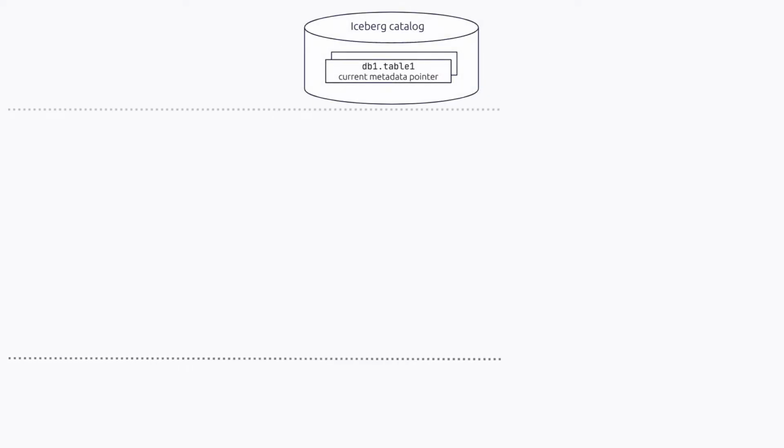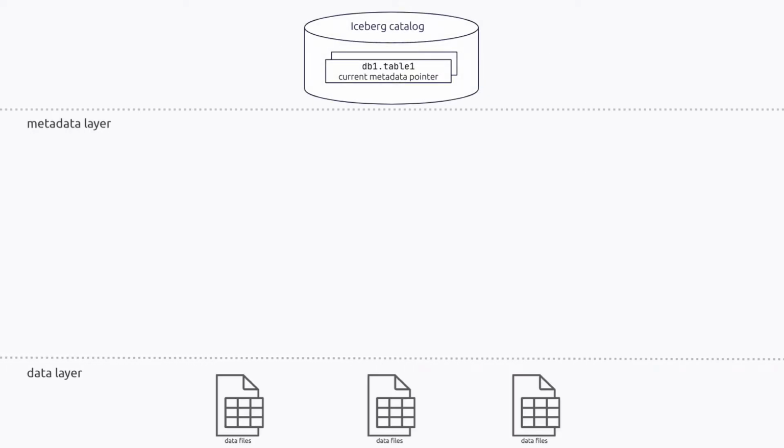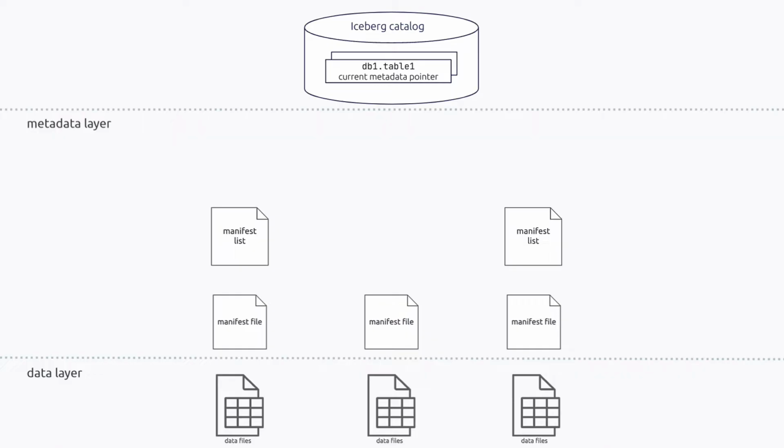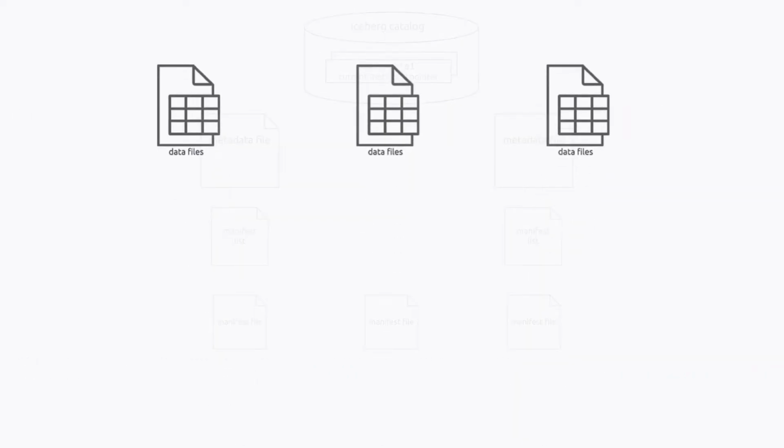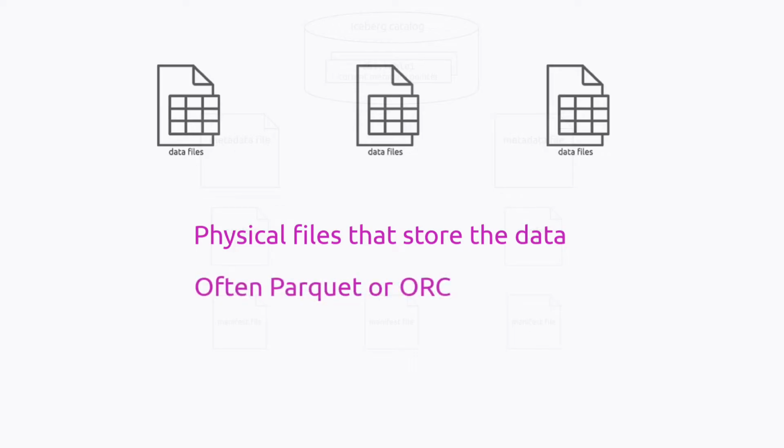An Iceberg table consists of multiple components: data files, manifests, manifest lists, and metadata files. Each of these components plays a crucial role in the architecture. Data files in Iceberg are the physical files that store the actual data. These files are typically stored in formats like Parquet or ORC, optimized for efficient reading and writing.